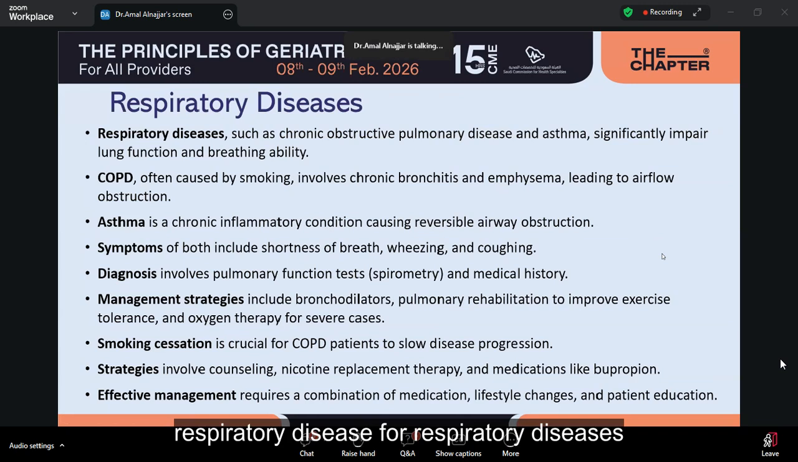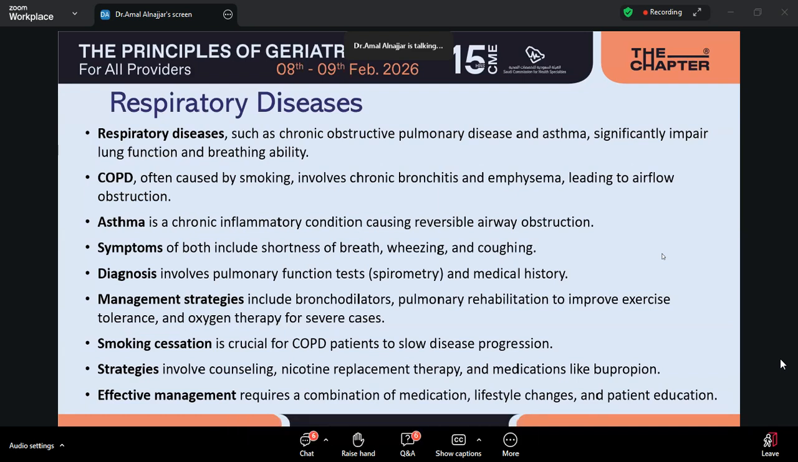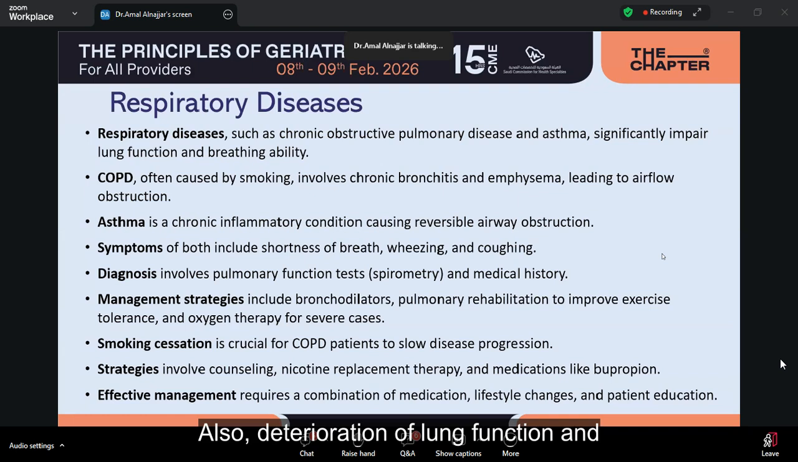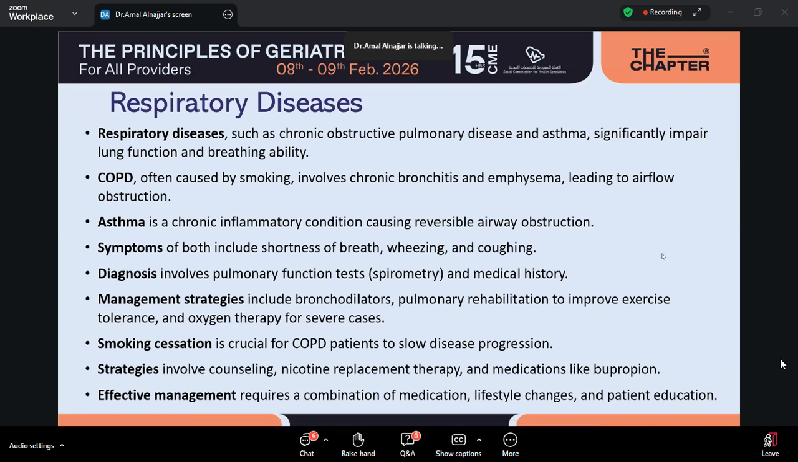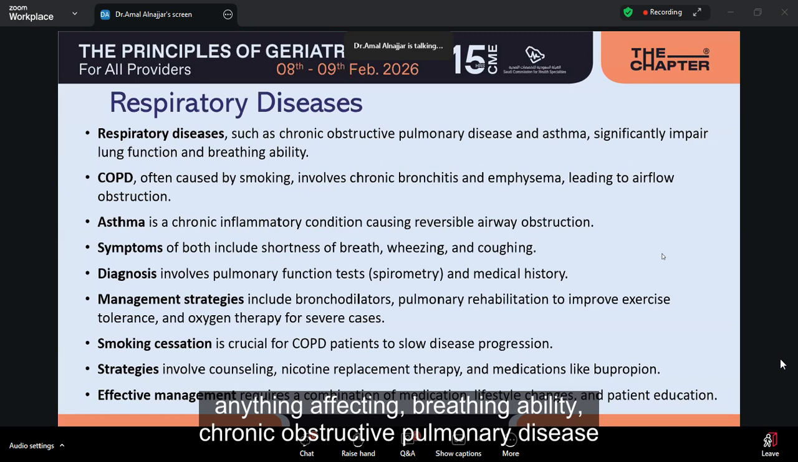Respiratory diseases, such as chronic obstructive pulmonary disease and asthma, involve deterioration of lung function and anything affecting breathing ability.